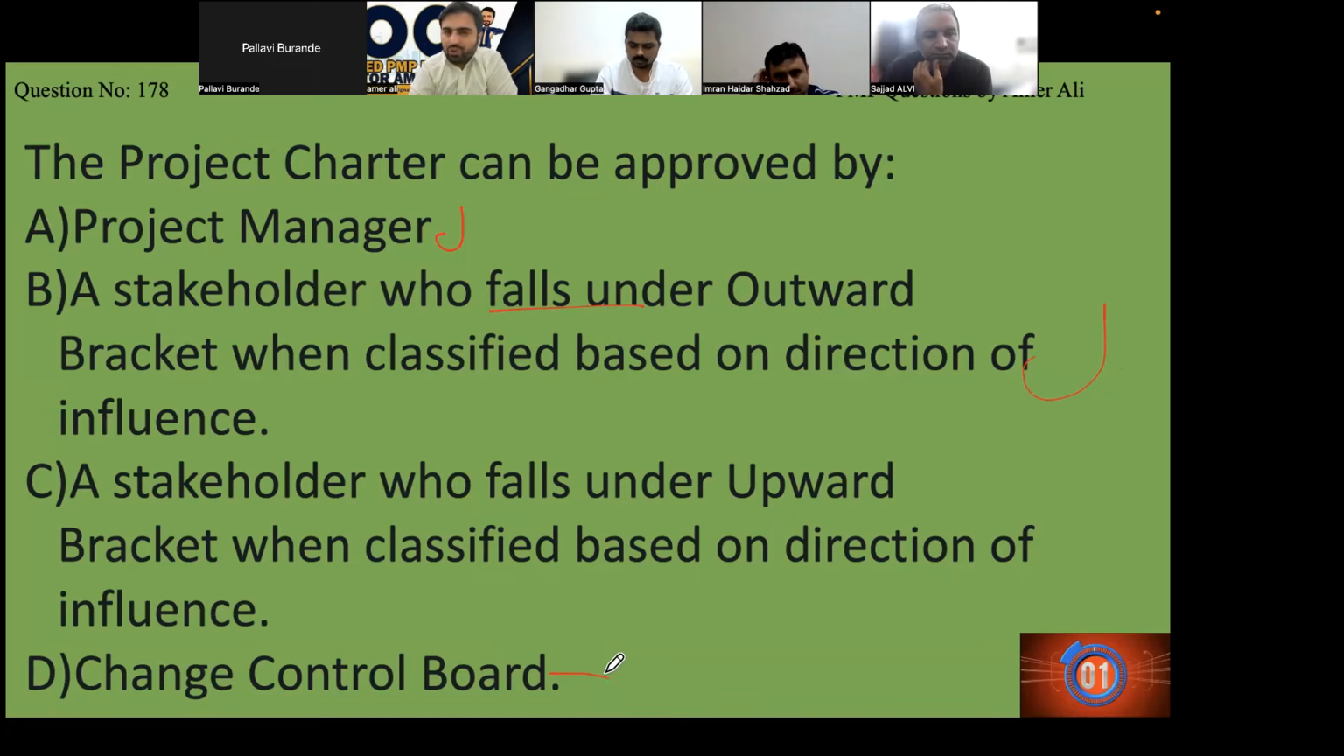Change control board, not necessary. It is possible that we make a change control board and they are not. D may be the right answer, but C is the more specific answer, and the majority of you have given C. Prem, C is the right answer. Stakeholders who are upward, not necessarily the change control board, can give it. Sometimes it is beyond the change control board's authority, or they don't have that much, so the sponsor comes in. It can never be A, because the project manager is actually assigned after that. So C is the right answer.